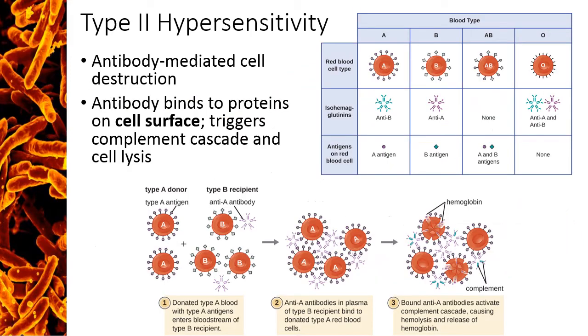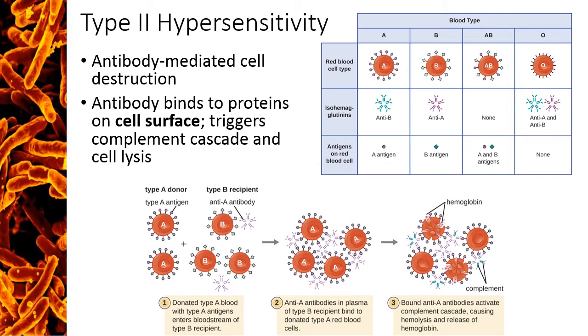Type 2 hypersensitivities are also antibody-mediated, but in this case, it's typically IgM that's controlling the hypersensitivity, as opposed to type 1 that was IgE. So this is involving antibody-mediated cell destruction.